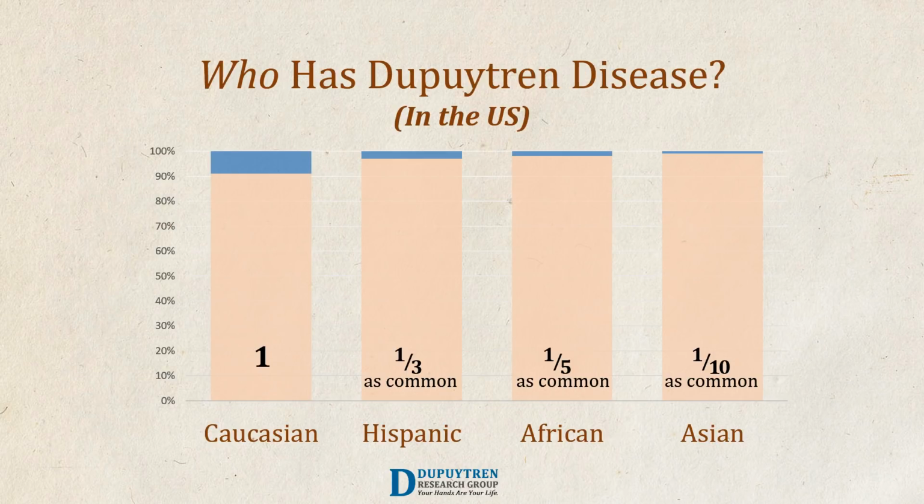Not surprisingly, for a genetic condition, the prevalence of Dupuytren disease, the percentage of a population that has disease, is influenced by the genetic background. And Dupuytren is primarily a Caucasian disorder. In the United States, it's most common in Caucasians, less common in Hispanic Americans, even less common in African Americans, and even less common in Asian Americans.